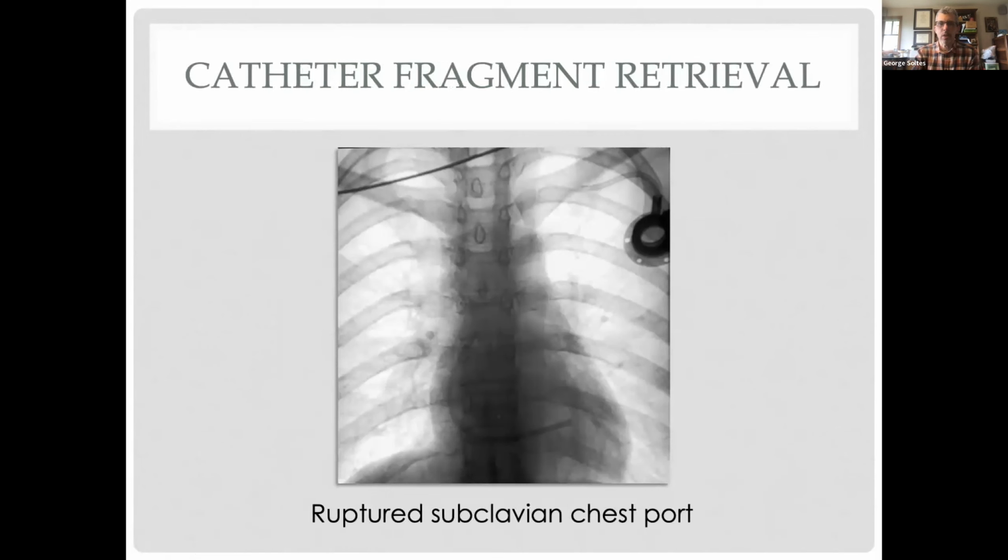So here's a chest x-ray of a port. You've seen enough of them now. Here's a port. You may follow that catheter and go, that catheter seems too short. Where's the rest of it? And there it is, going from the right atrium into the right ventricle.